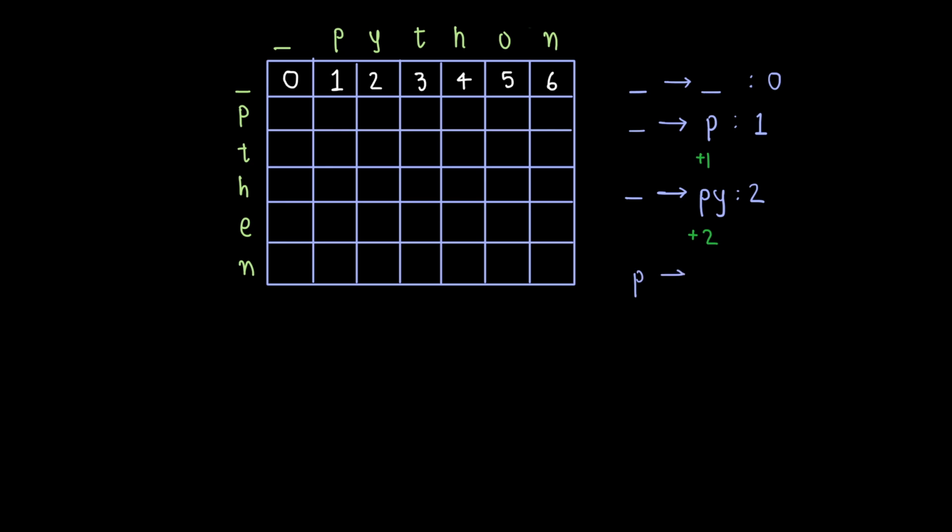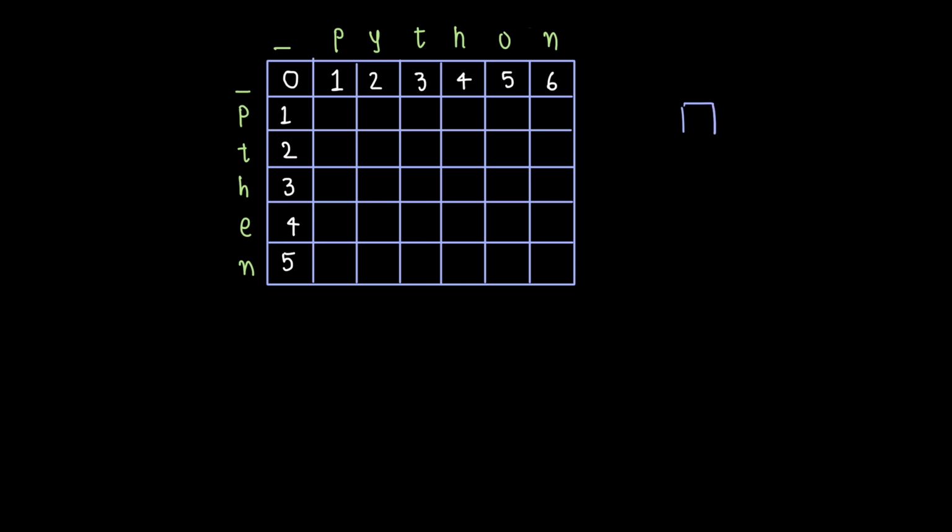The conversion from p to a nil string requires 1 deletion, which is, we have to delete the p. Thus the cost is 1. Similarly, the conversion from pt to a nil string requires 2 operations, that is 2 deletions. Thus the cost is 2. Thus we'll fill out the non-recursive steps in this way.